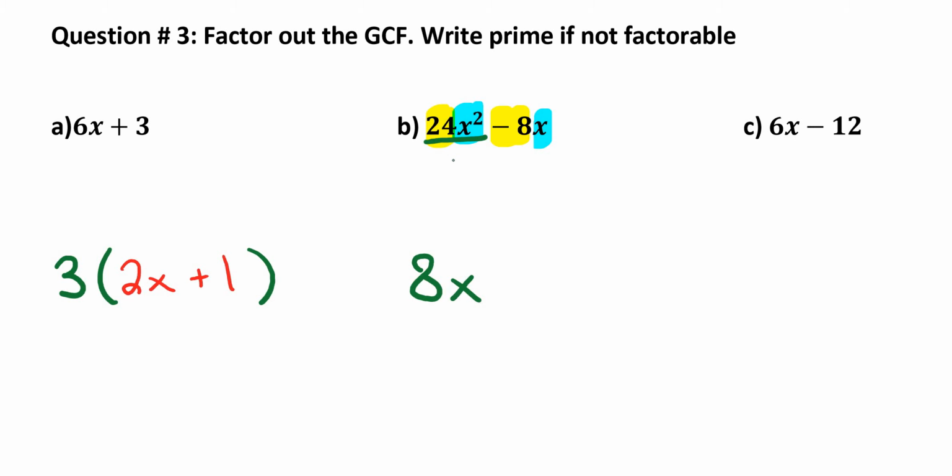And then I divide each term by the GCF, and that will give me the expression in the brackets. So 24 divided by 8 is 3, and x squared divided by x is a single x, and 8x over 8x is the same thing over the same thing, which is just 1, so minus 1. So 8x times 3x minus 1.